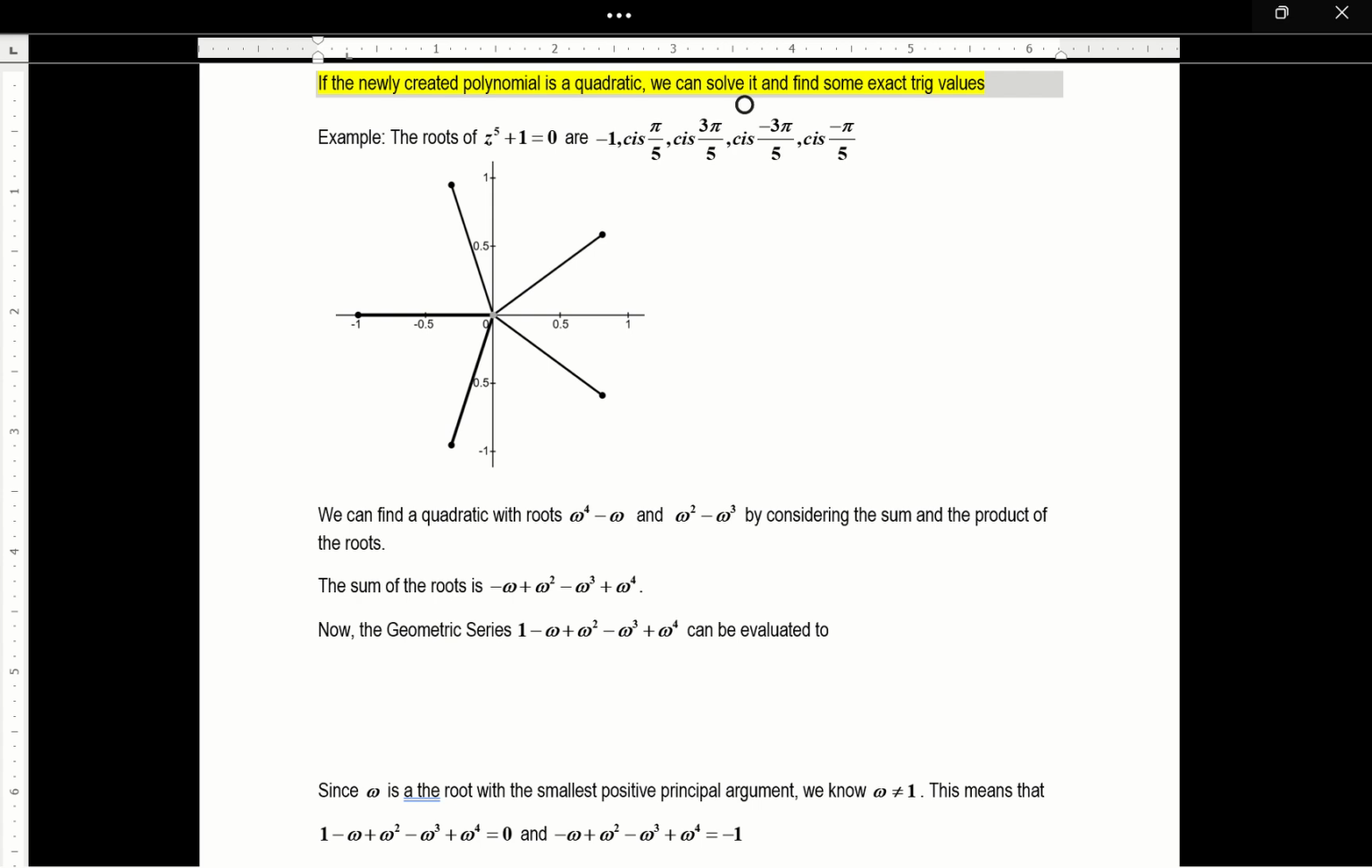So I've got z to the 5 plus 1 equals 0. And I've already worked out the roots there for us, which are minus 1, cis pi on 5, which would be our omega, and cis 3 pi on 5. Now, if I was to square cis pi on 5, what would I get? That's right, I'd get cis 2 pi on 5. But the next one around is cis 3 pi on 5. So this one around here is actually omega cubed.